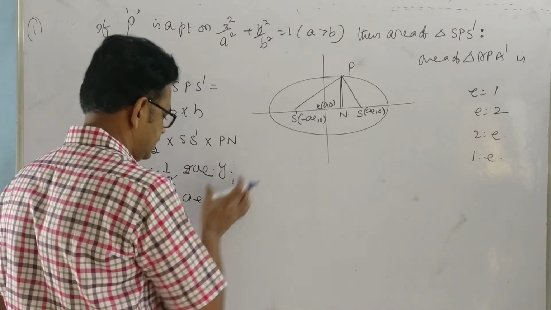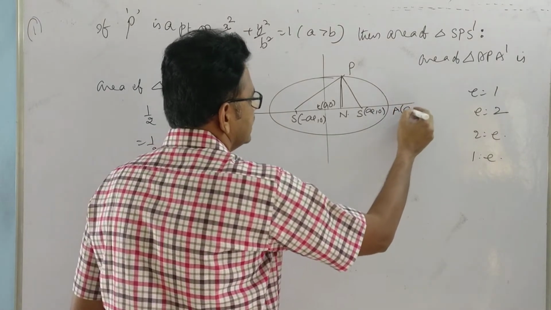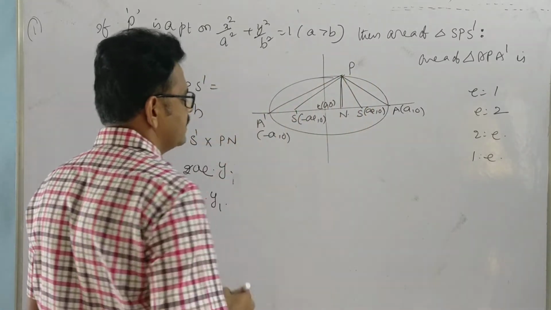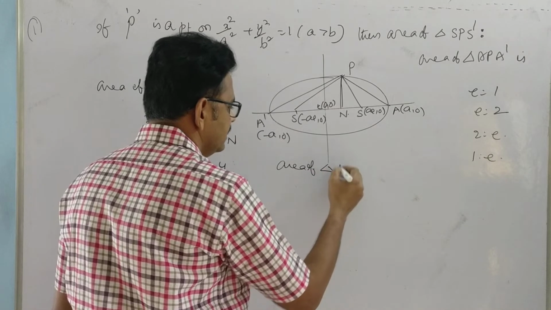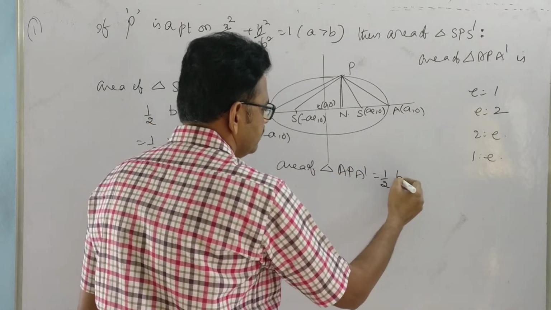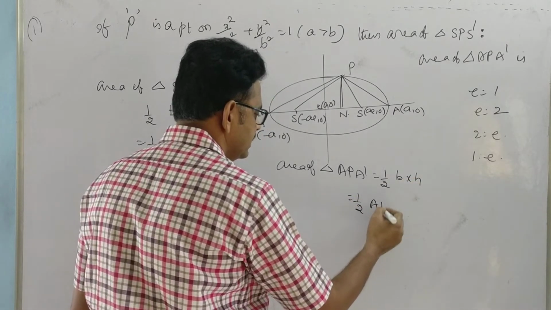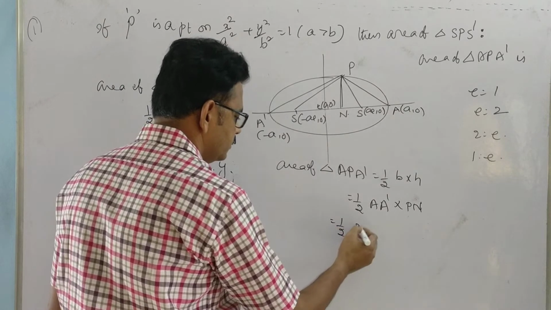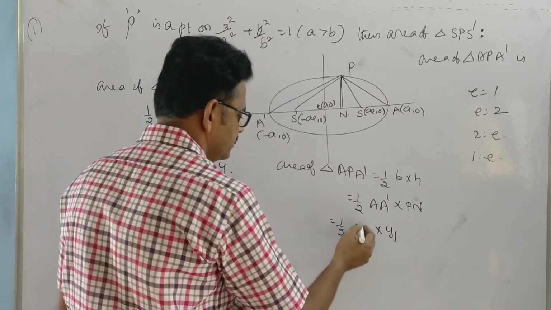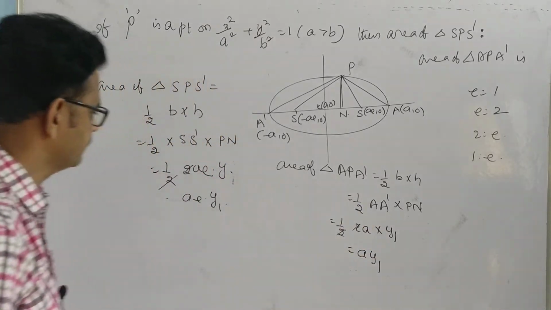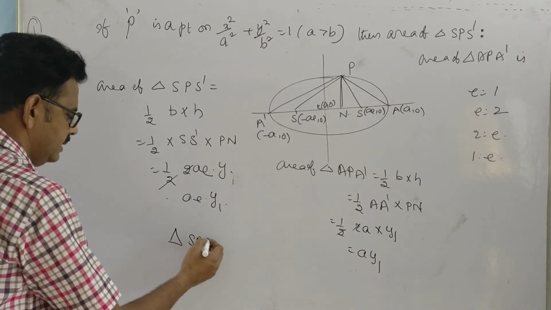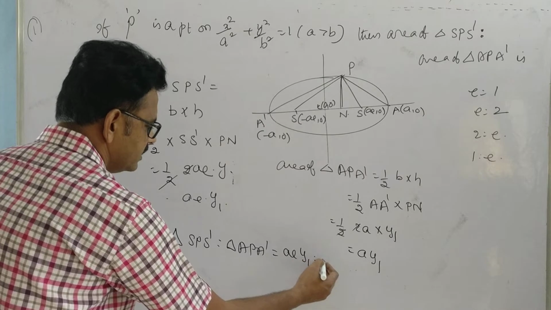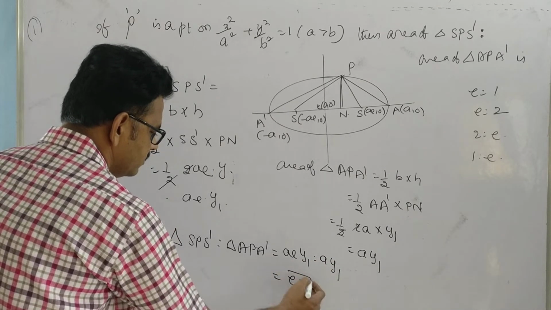The vertices are A (a, 0) and A' (minus a, 0). So the area of triangle APA' is half into base into height. The base is AA' and the height is PN. AA' is 2A, and PN is y1. So the 2 gets cancelled, that is A y1. Therefore the area of triangle SPS' is to triangle APA' equal to AEy1 is to Ay1, that is equal to E is to 1.